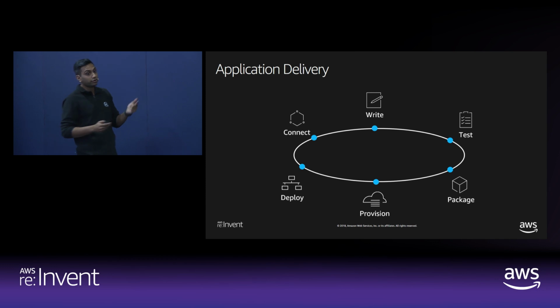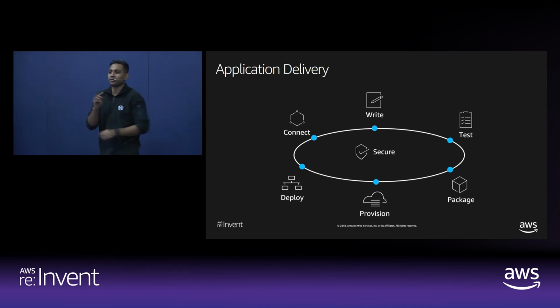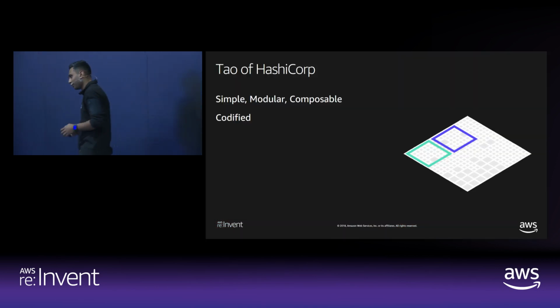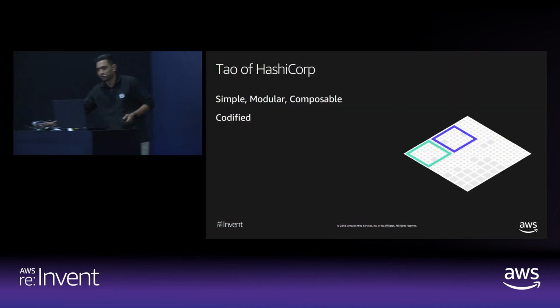OK, so you also have to connect the applications as well. And then you have to secure the application as well, right? So connecting applications is, especially if you take on the brave new world of microservices and so on, you need to connect the applications. OK, so now I want to talk about the Tower of HashiCorp, right? So here's where things change a little bit.